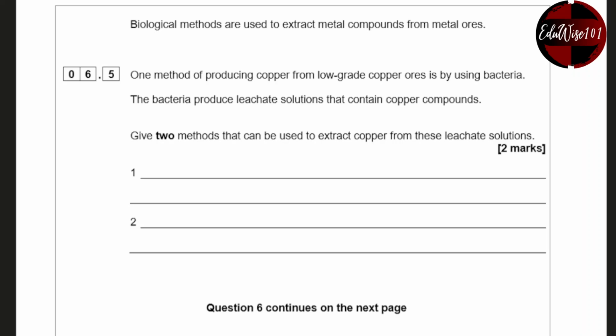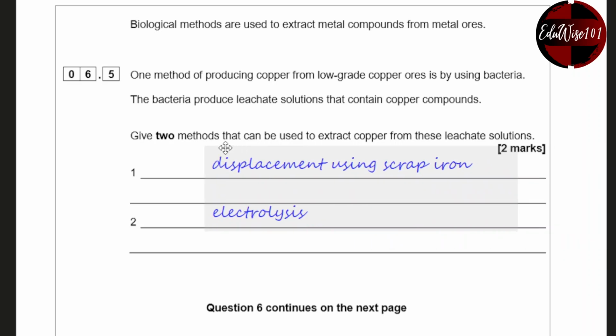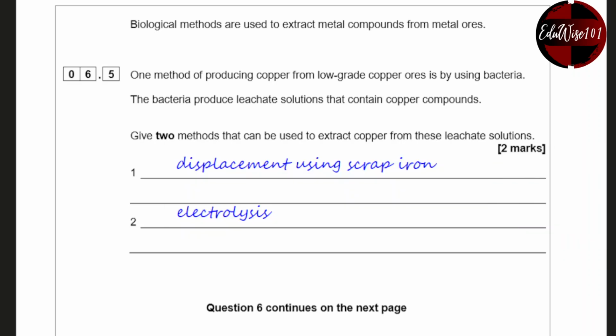Biological methods are used to extract metal compounds from metal ores. One method of producing copper from low-grade copper ores is by using bacteria. The bacteria produce leachate solutions that contain copper compounds. Give two methods that can be used to extract copper from these leachate solutions. One way of doing this is by the electrolysis method. Another is by using the displacement method and using scrap iron.